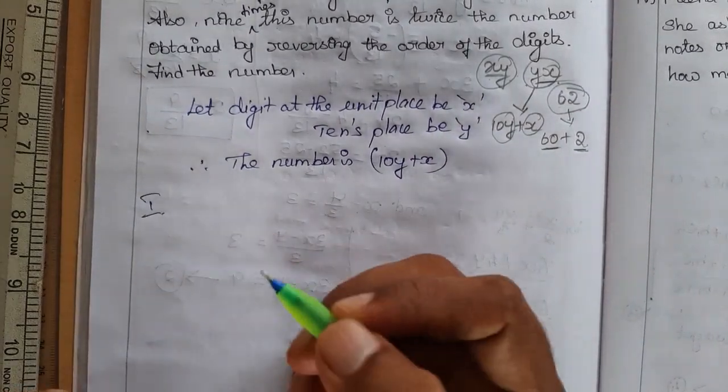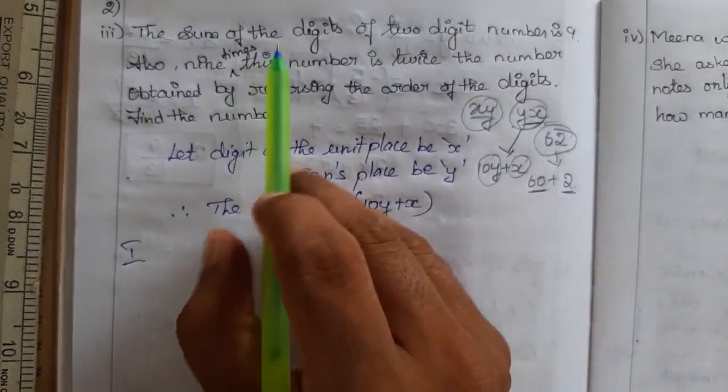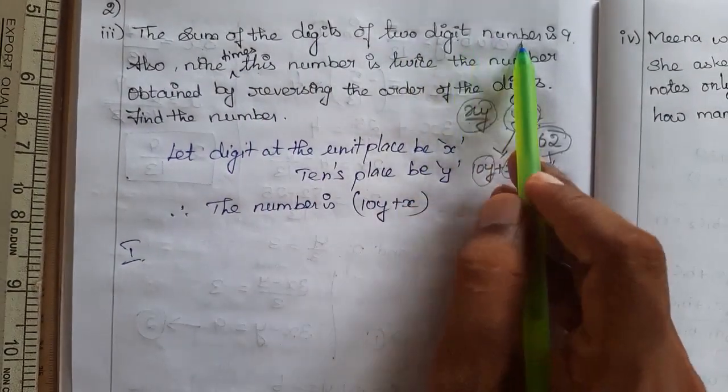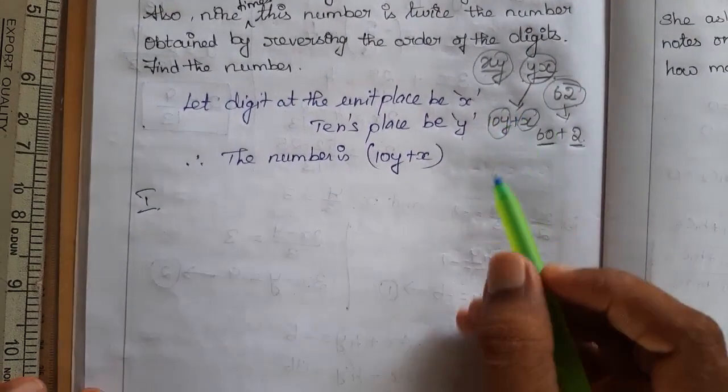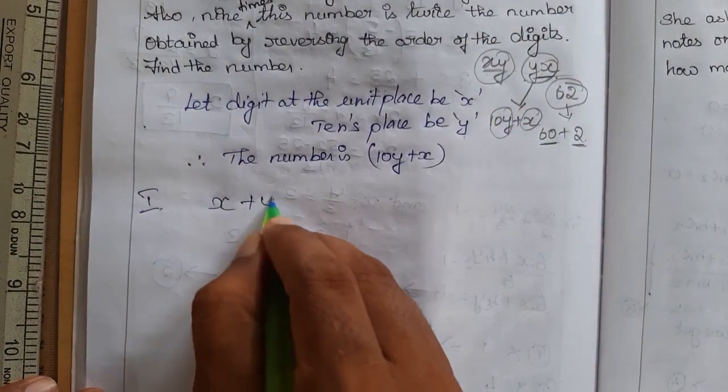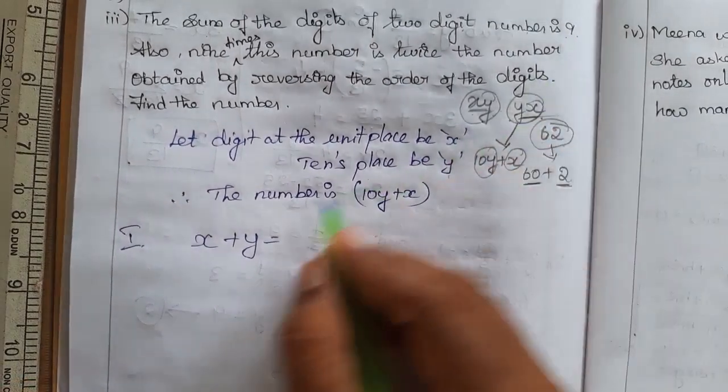So what is the first condition? The first condition is the sum of the digits of the 2-digit number is 9. The 2 digits are x and y. If we add them, it will be 9.